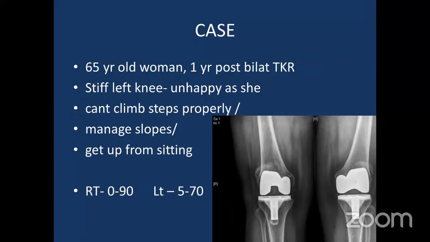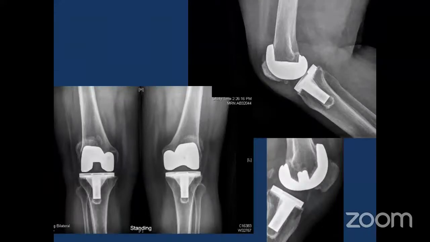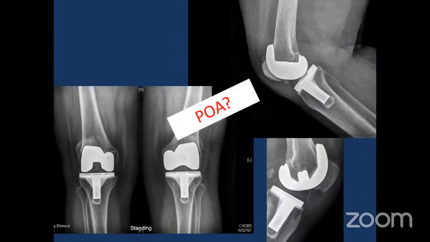Do I do MUA? Do I do arthrolysis? Do I revise? If I revise, how do I revise this? These are the X-rays that she had. She's got a CR on the left knee, which is the one that's stiff, and a PS on the right, which also has a range of movement of about 90. So how do I go about doing this?